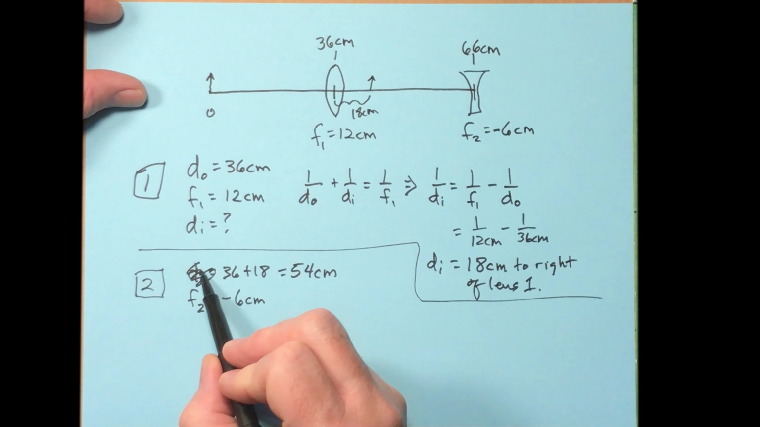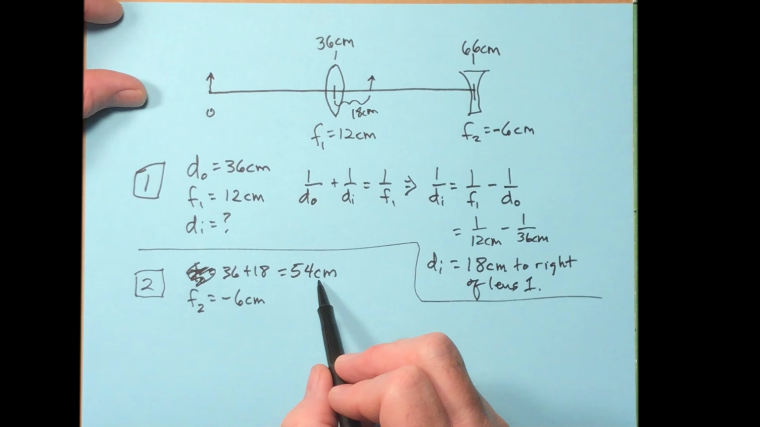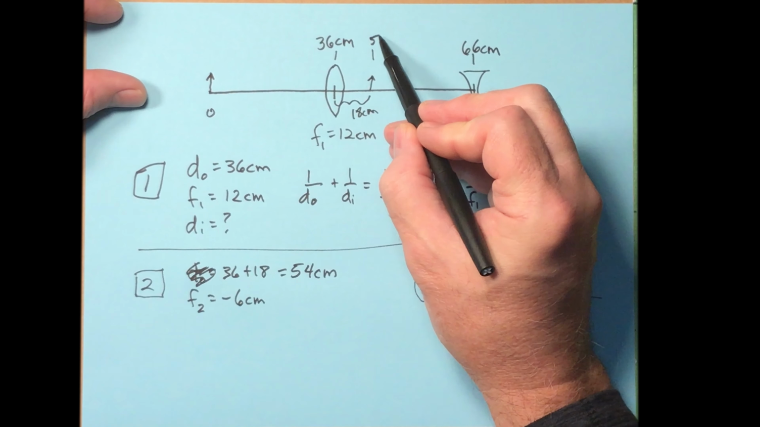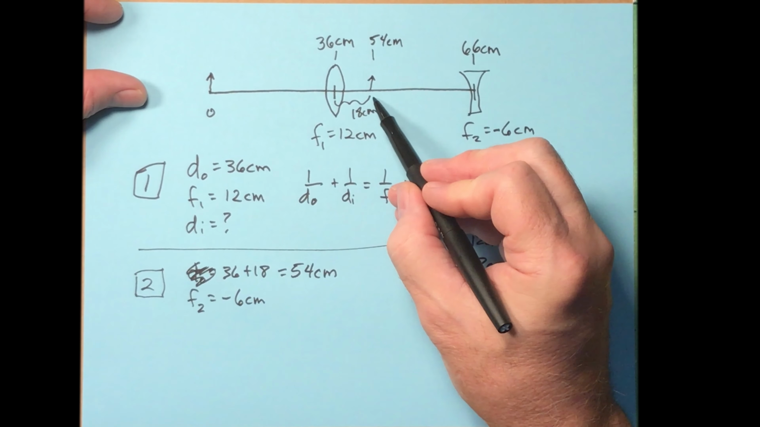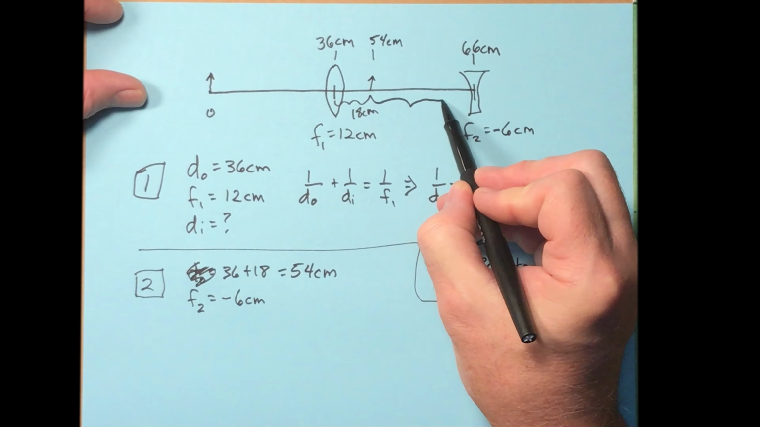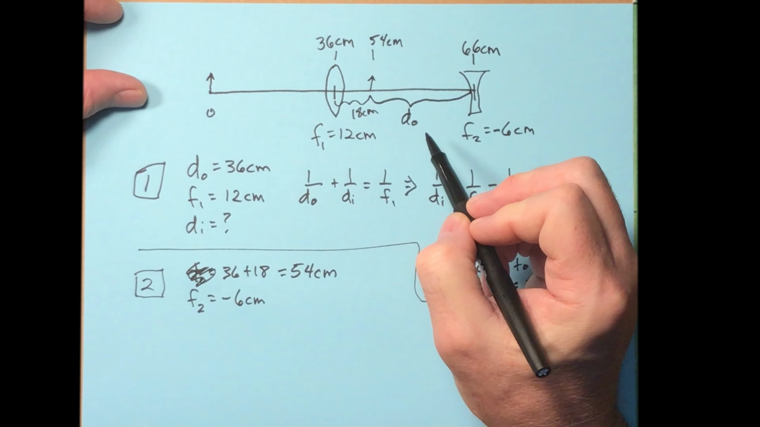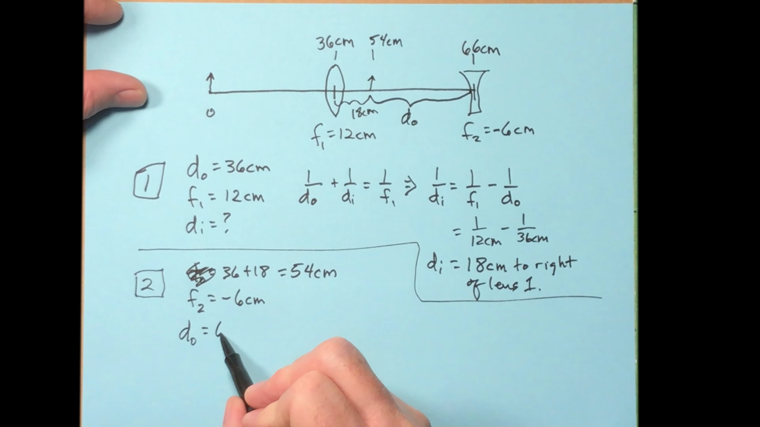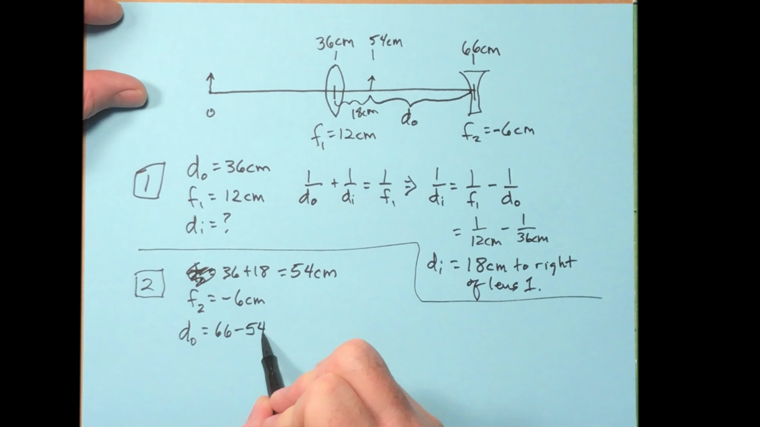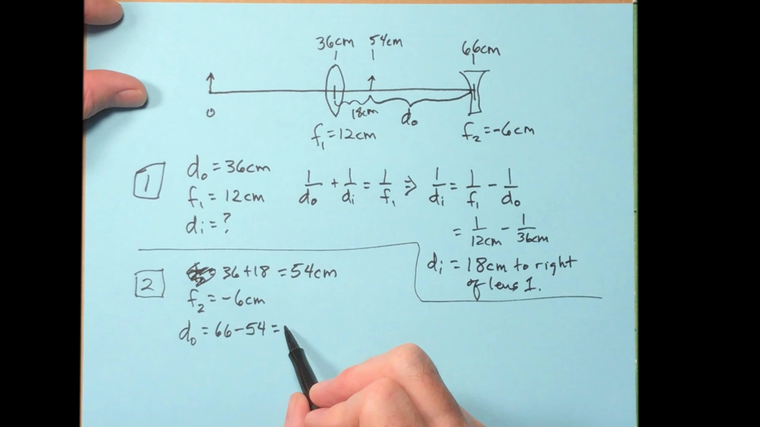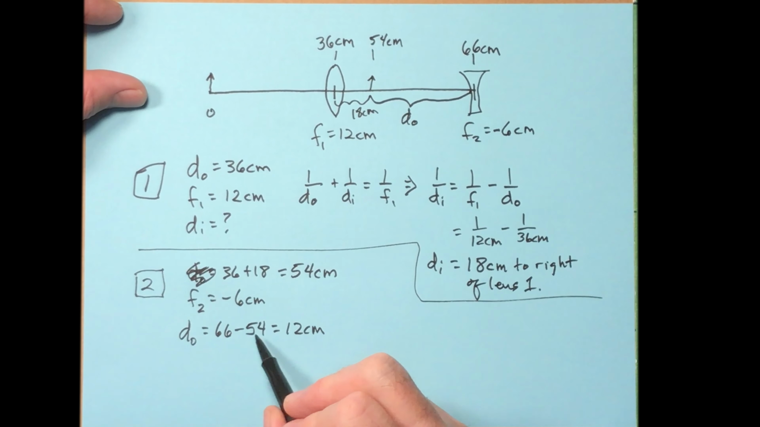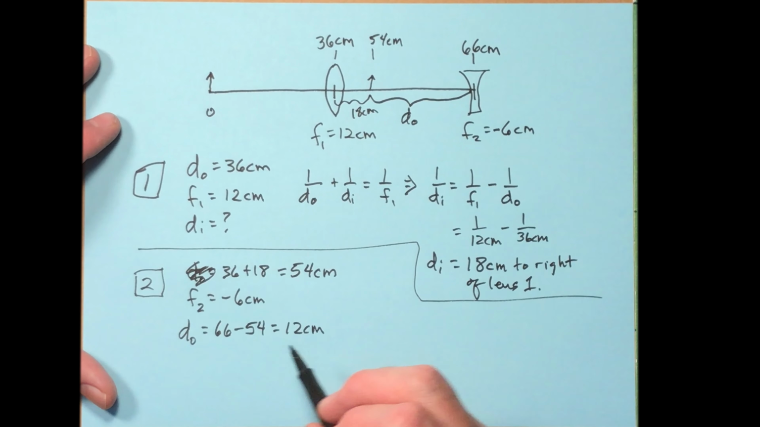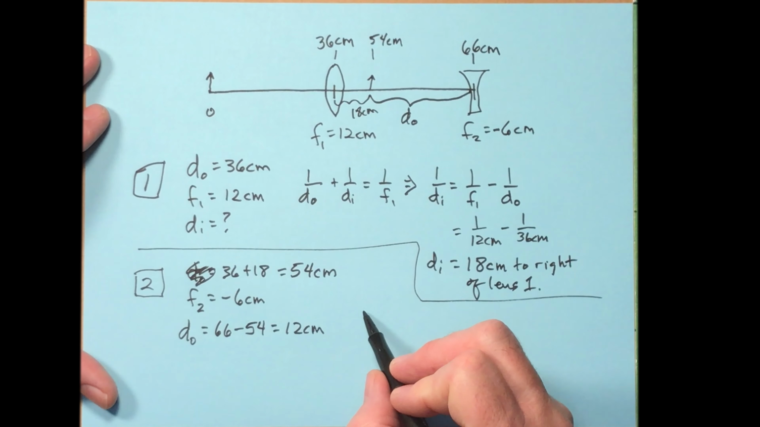This is the position of the object, 36 plus 18 along the number line. So its position is 54 centimeters, but the object distance is this distance right here. That's D sub O. I made a mistake there. So D sub O is going to be 66 minus 54, or 12 centimeters. Yeah, 12 centimeters. Okay. So let's find the image distance.